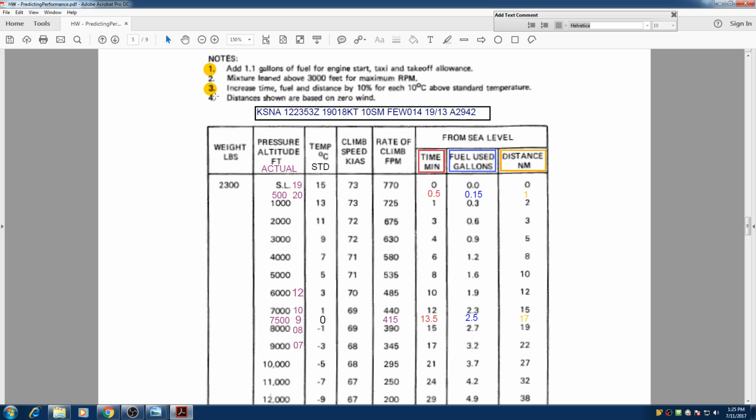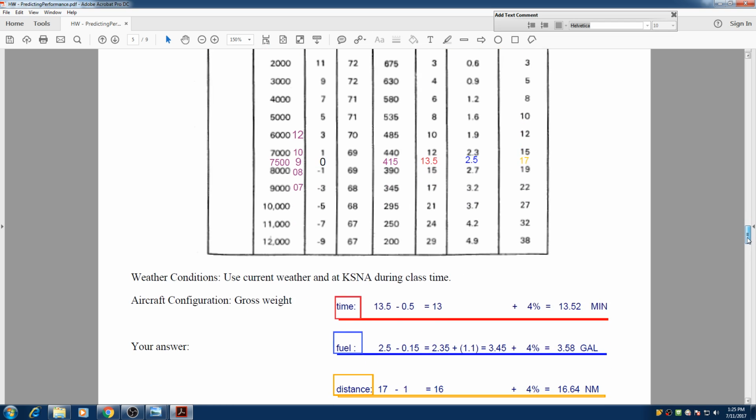So if you read the note 3, it says increase, it's very important to cover this note, it says increase time, fuel and distance by 10% for each 10 degrees above standard. So today we are 19 degrees Celsius, we are only 4 degrees above standard, so therefore we have to add 4% to those values that we found.